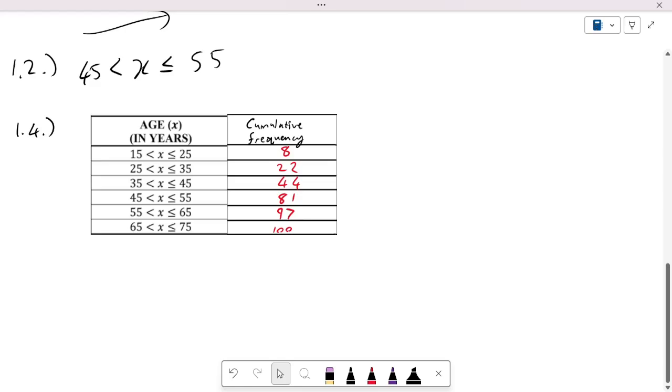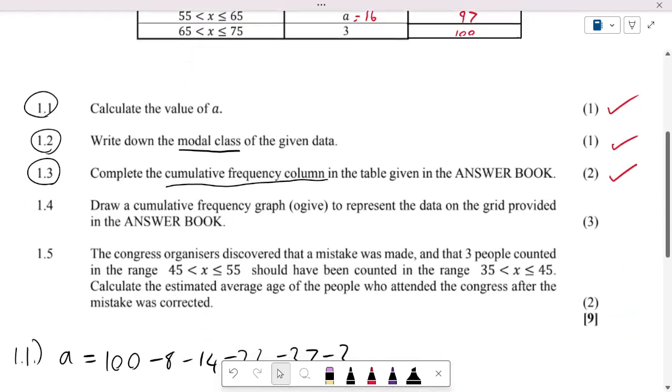So in the next question, 1.4, it says the following. Draw a cumulative frequency graph, which is an ogive, to represent the data on the grid provided in the answer book. Now, once again, I don't have an answer book here, so I'm going to be basing it off of rough work over here. So what I want you to do is understand what I'm going to be doing.